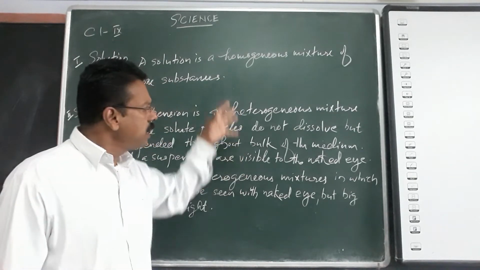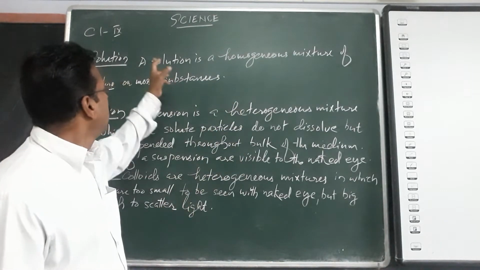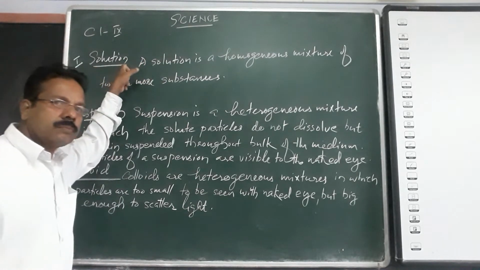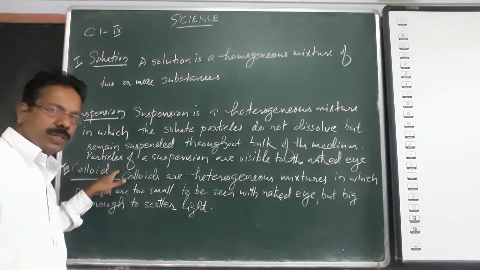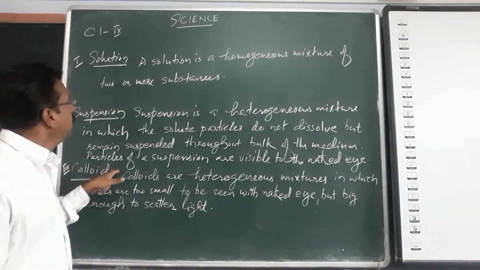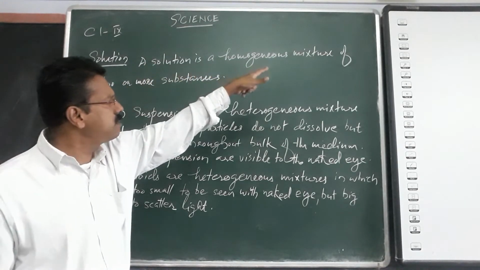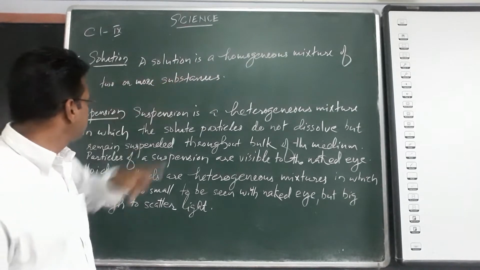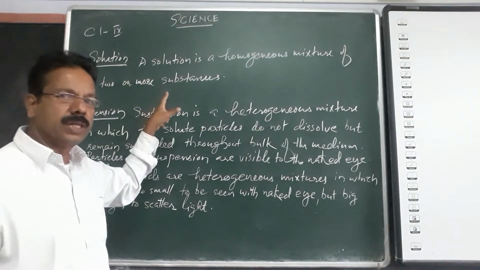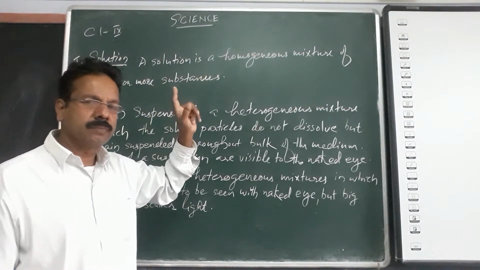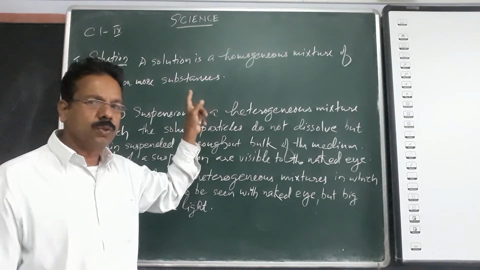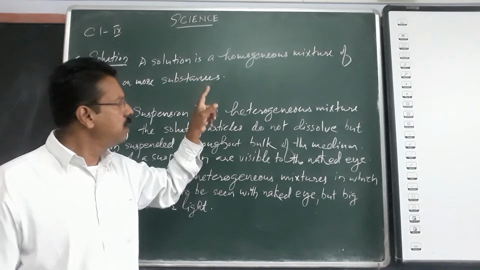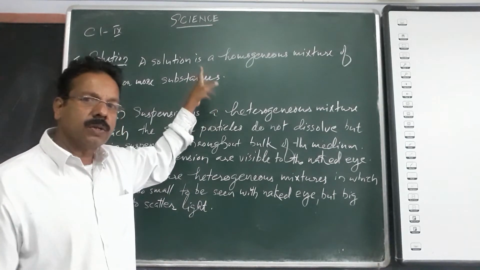Today I will give the definitions of them: solution, suspension, colloid. A solution is a homogeneous mixture of two or more substances. For example, sugar solution, salt solution.